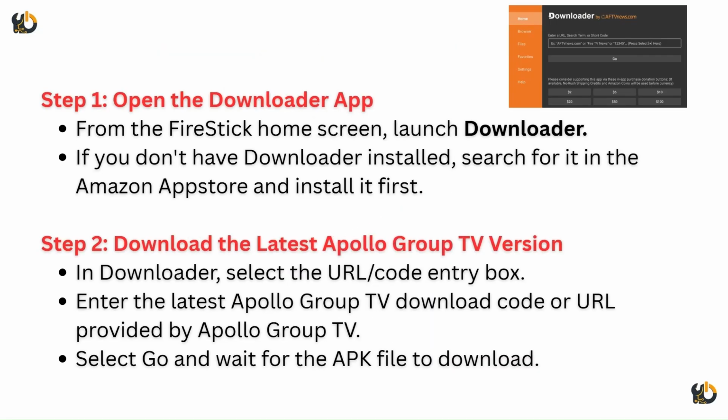Step 1. Open the Downloader app. From the FireStick home screen, launch Downloader. If you don't have Downloader installed, search for it in the Amazon App Store and install it first.